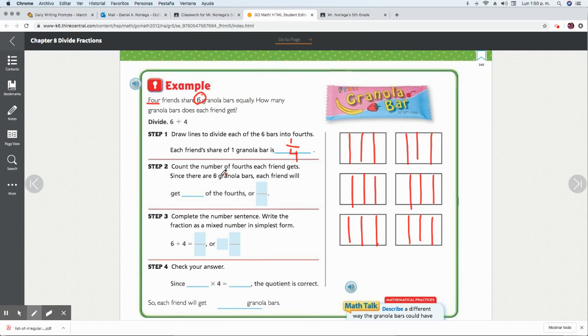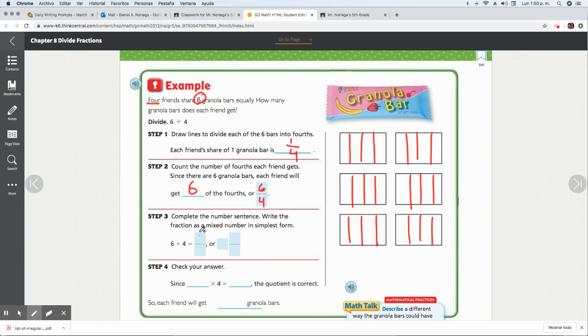Since there are 6 granola bars, each friend will get 1 from this, plus 1 more is 2, plus 1 more is 3, plus 1 more is 4, plus 1 is 5, and plus 1 from this granola bar equals 6 fourths, or 6/4. Okay, and step number 3 would be to complete the number sentence. Write the fraction as a mixed number in simplest form.